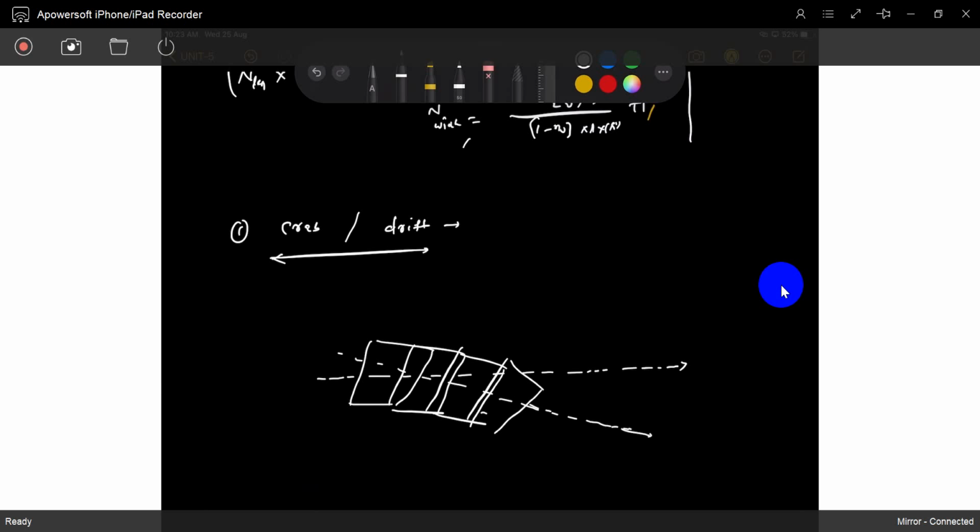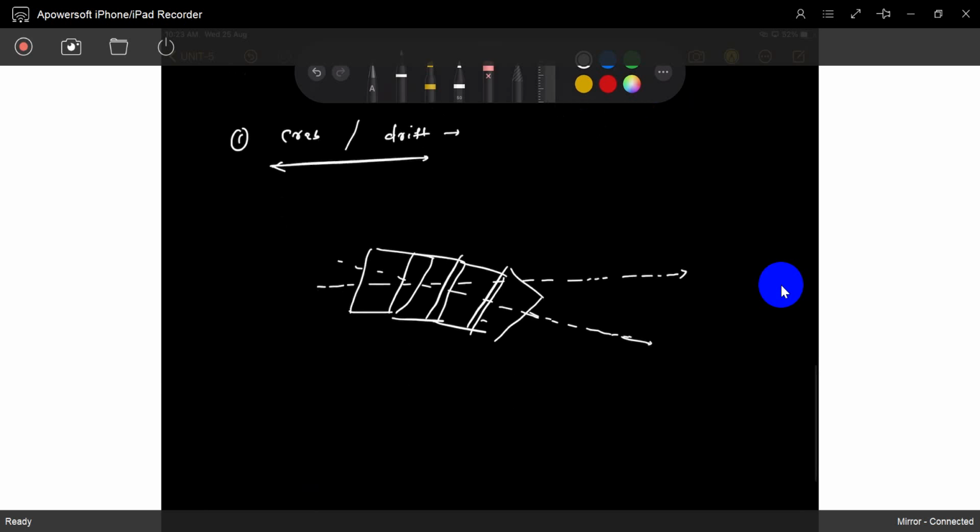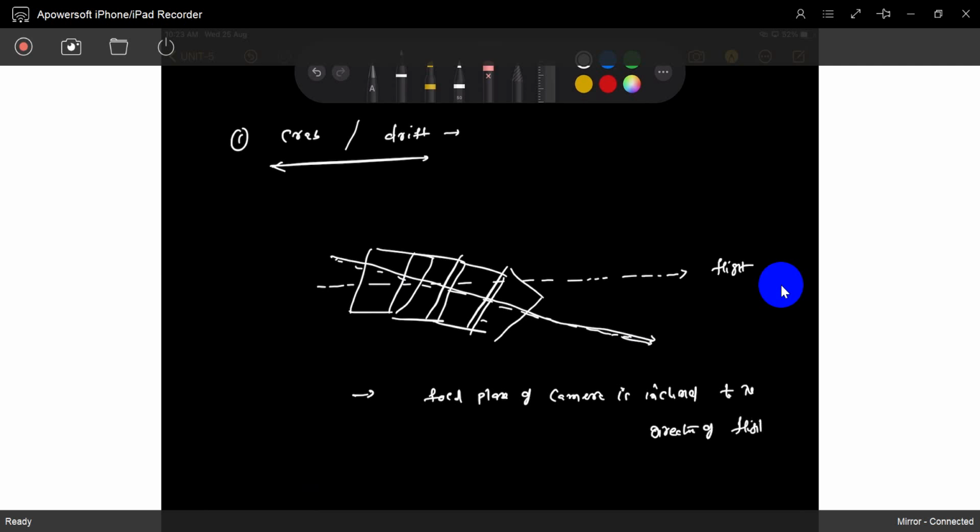Now you can see this is called crab. The photographic line will go like this, but the flight line will go like this, a small disturbance. The reason is that the focal plane of the camera is inclined to the direction of the flight. The focal plane is not exact, maybe there are some small differences there.